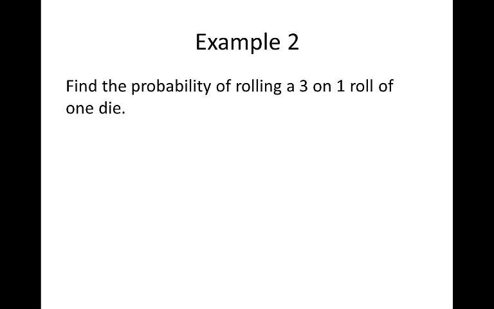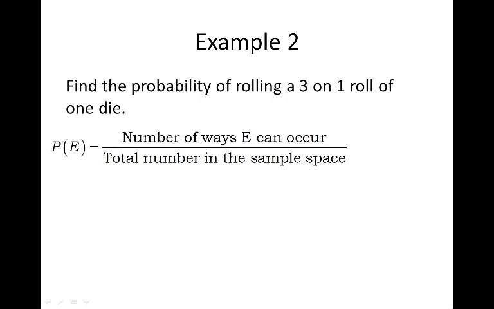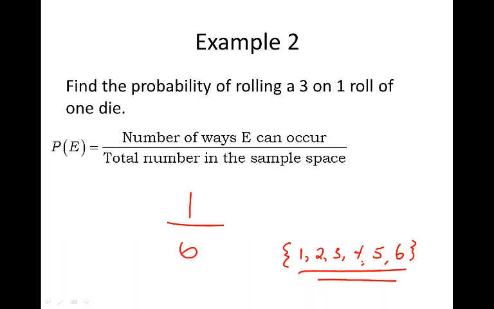Okay, so let's find the probability of rolling a 3 on one roll of one die. So again, our formula: the number of ways we can roll a 3 divided by the total number. So how many ways can I roll a 3? Well, there's one way to roll a 3. So my probability would be 1 divided by the total number of outcomes. Now for this one, let's list it out. What can I possibly get when doing this? I can get a 1, 2, 3, 4, 5, or 6. And so there are 6 possible outcomes. So my probability is 1/6. And there it is.